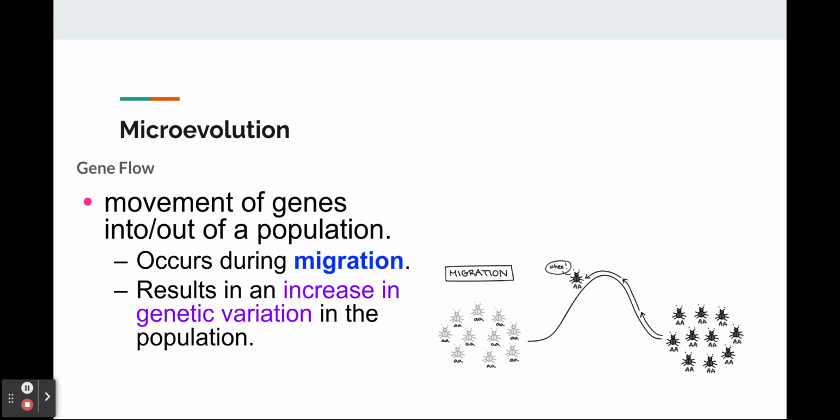Then we have the different mechanisms of microevolution. So the first one is gene flow. Gene flow is just movement from one population to another. So this is migration. It's going to increase the genetic variation in the population. So you can see here in the picture, we have a population of all black beetles, a population of all white beetles. One black beetle is going to move over the hill and to this other population, and that is going to cause a change in the genetic variation and increase, and that affects the traits that are in that population.